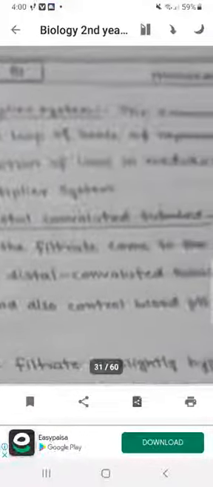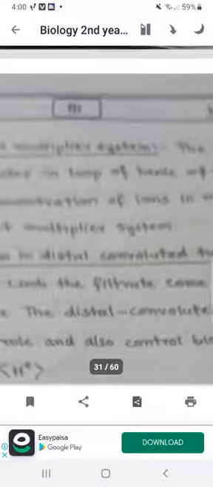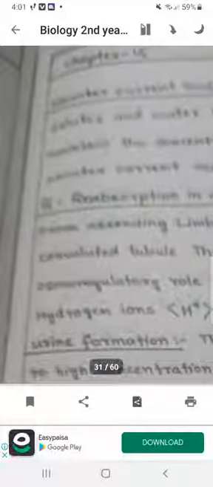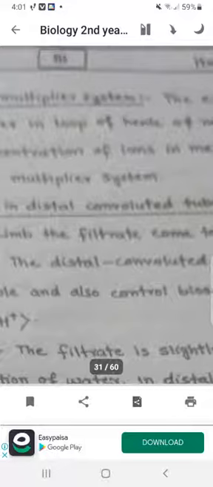Countercurrent multiplier system. The exchange of solutes and water in the loop of Henle of nephron, which maintains the concentration of ions in the medulla, is called the countercurrent multiplier system.